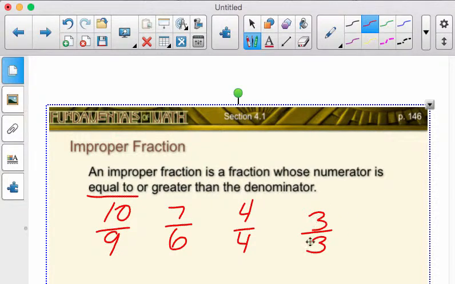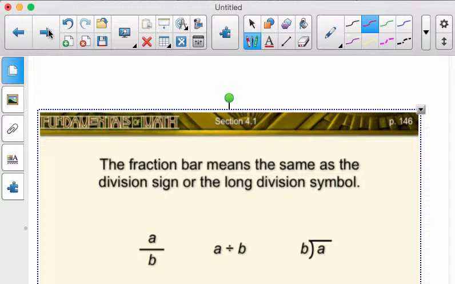Now, of course, if we have the ones that are equal, what do they always equal? They always equal 1. Because I like to think of it, let's say I ate 3 slices out of a pizza with only 3 slices. Well, how much of the pizza did I eat? Well, I ate the whole thing. I ate 1 whole pizza. Or if I ate 4 slices out of a pizza with only 4 slices, I ate 1 whole pizza. Nothing left. So that's proper and improper.